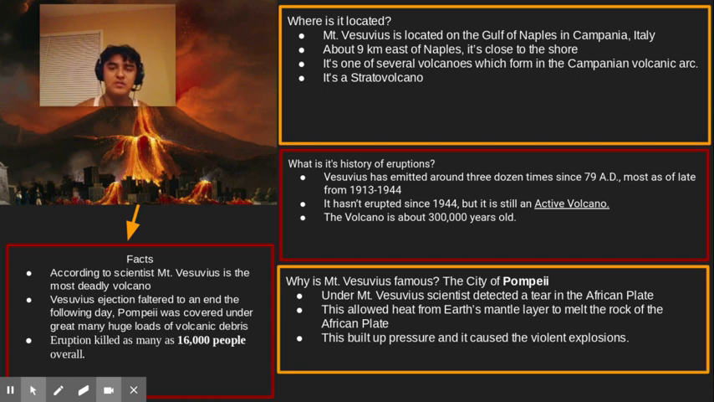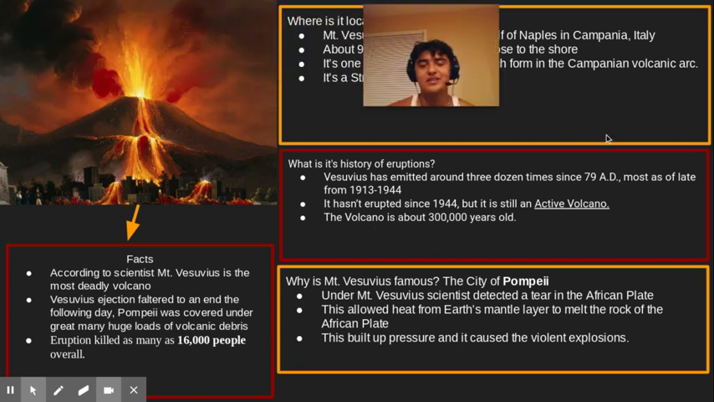The history of eruptions on this volcano, Mount Vesuvius, is long. It's existed for about 30,000 years. The latest it erupted is probably 1913 through 1944. Those are the amount of times it's erupted in the last couple centuries. But it's still active though. The reason why I chose Mount Vesuvius is because it's pretty famous actually. It's pretty deadly, and I'm explaining what happened to the city of Pompeii.